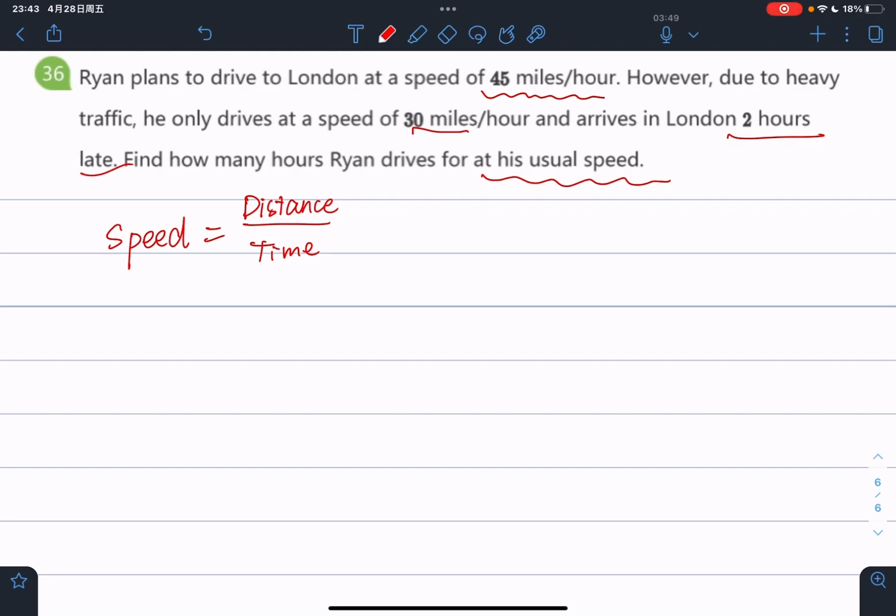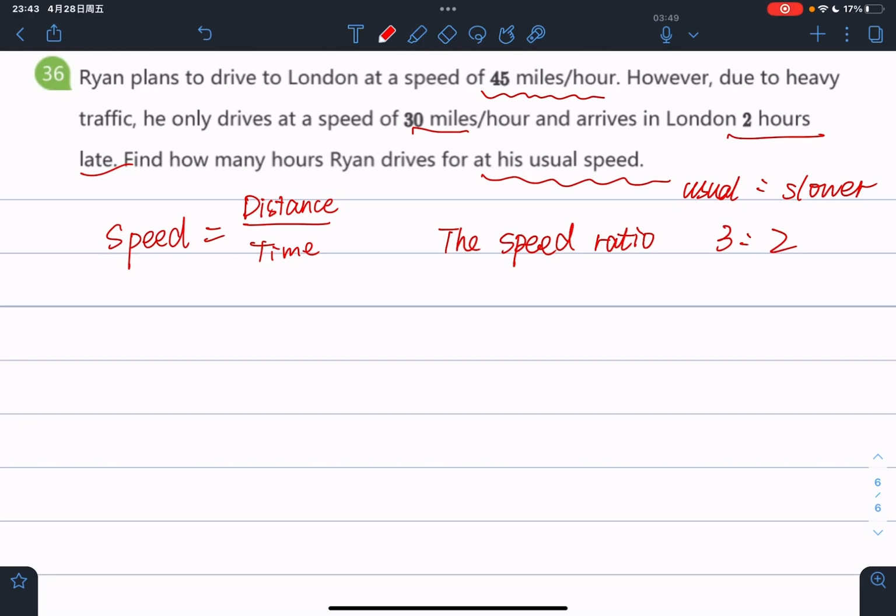speed. We know that the speed ratio of Ryan's usual speed to his slower speed is 45 to 30, right? The ratio can also be simplified to 3 to 2, as both speeds have a common factor of 15. So the speed ratio, as I mentioned, usual to slower is 3 to 2, right?